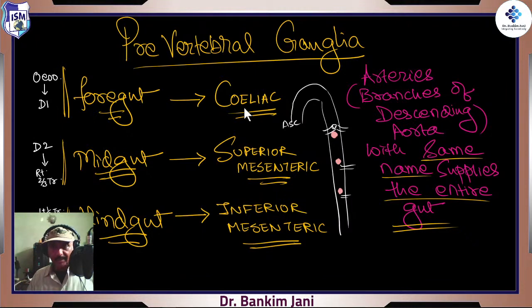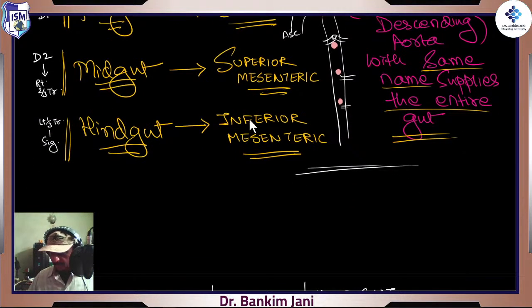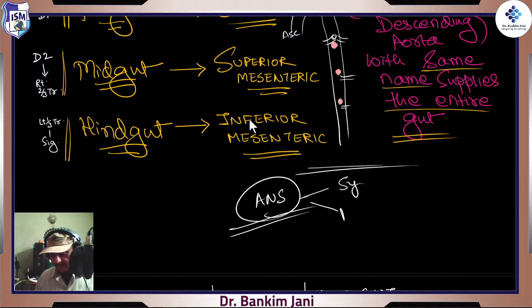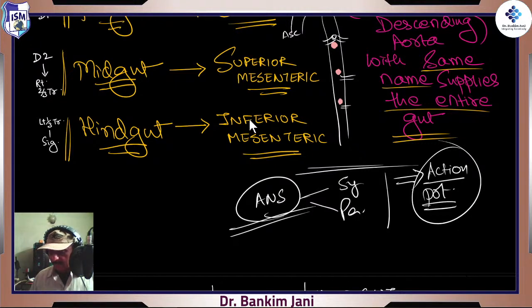So this much is for today, and tomorrow we'll be starting with this level. That is, we'll be entering the area where we'll be talking about ANS, sympathetic and parasympathetic. You should know action potential well, right? But in case this topic is not clear, no worries. Within 5 minutes, we'll take that action potential part just as a quick revision.